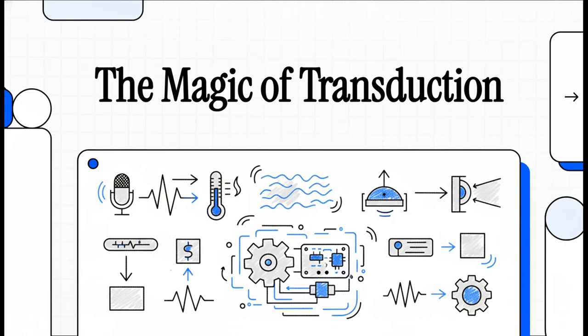If you're an engineering student, you know there's this huge gap between the physical world and a digital processor. How does a machine actually feel anything? Well, the answer is a process called transduction. And today, we're going to break down how we translate all these physical things into the electrical signals that make our entire technological world tick.